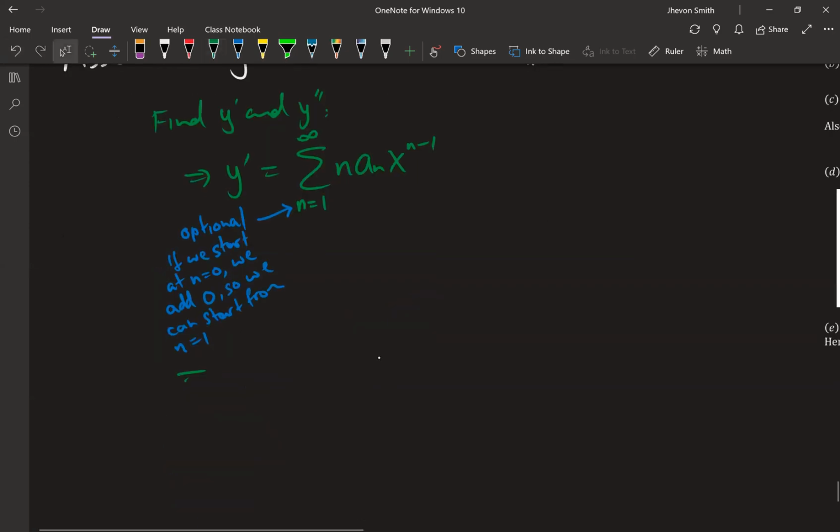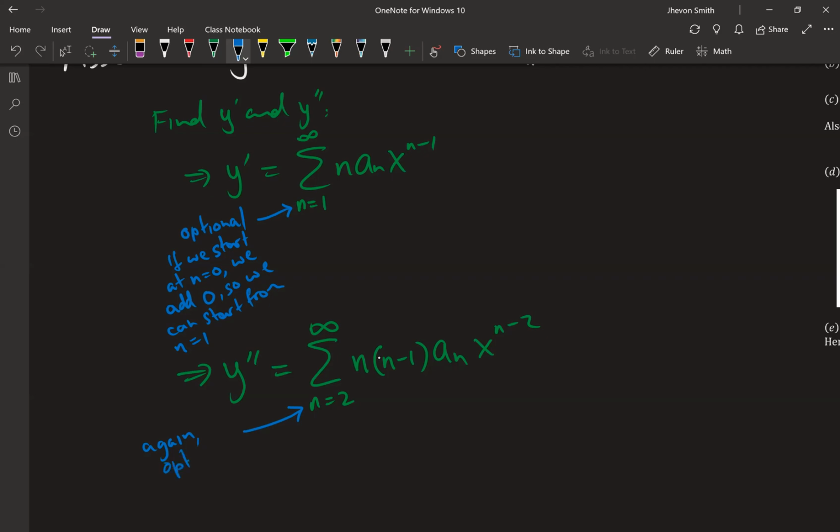Below that, our y double prime is going to look like the series of n times n minus 1 times a_n x to the n minus 2. And again, I can bump this up, because if my n is 0, I'll get 0 because of the n factor. If my n is 1, I get 0 because of the n minus 1 factor. And so my non-zero terms start from 2. Again, optional, but a lot of times it's nice. And if for any reason you need to go back to n equals 0 at any point, you can do so at will and not have to worry about it. So that's your y double prime.